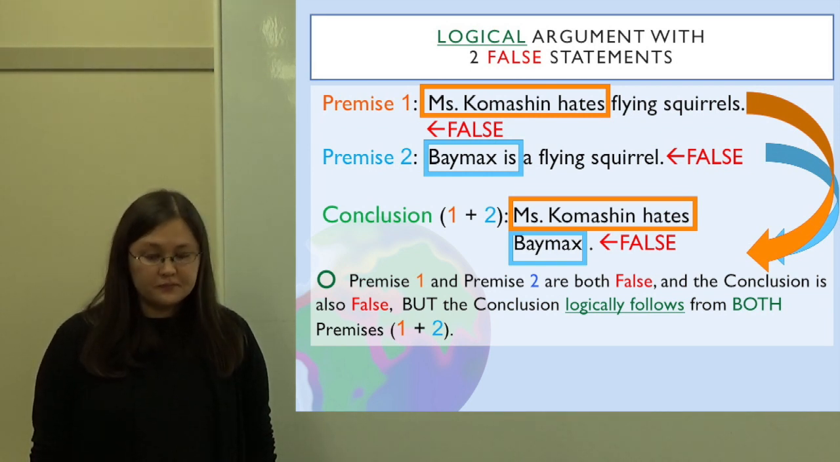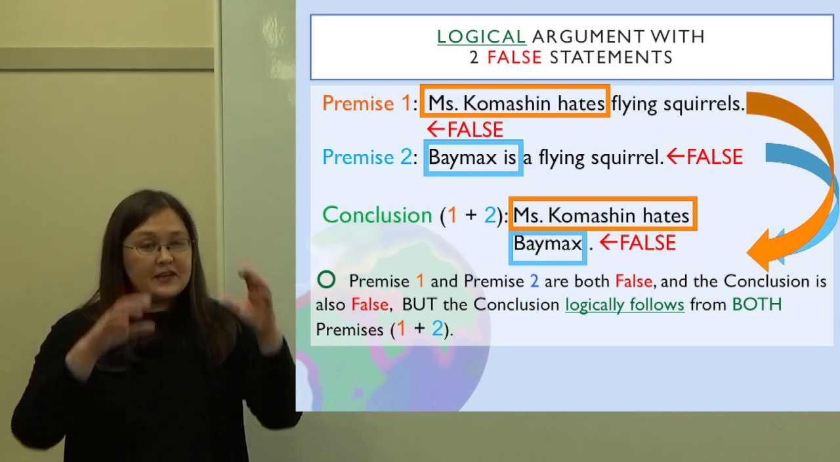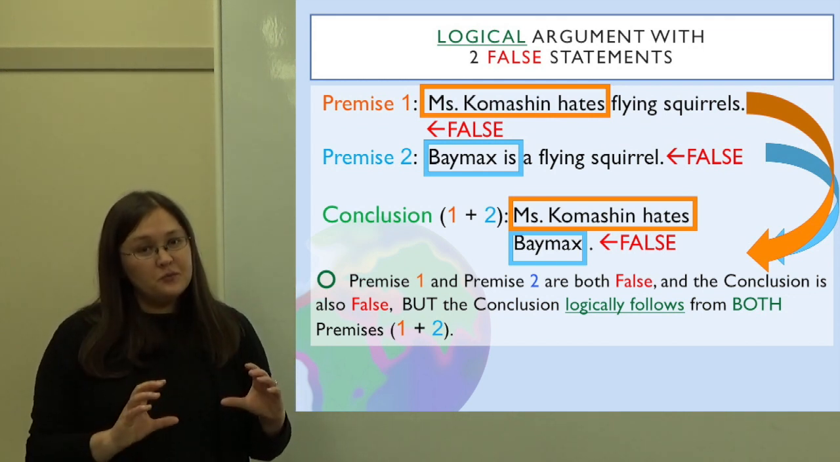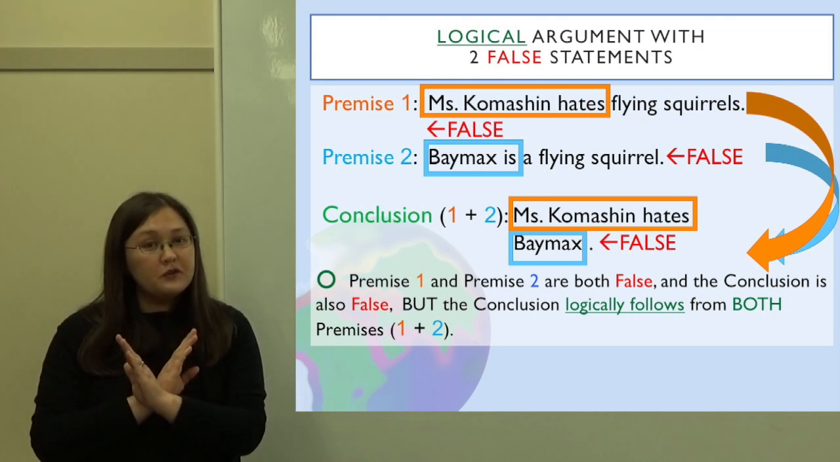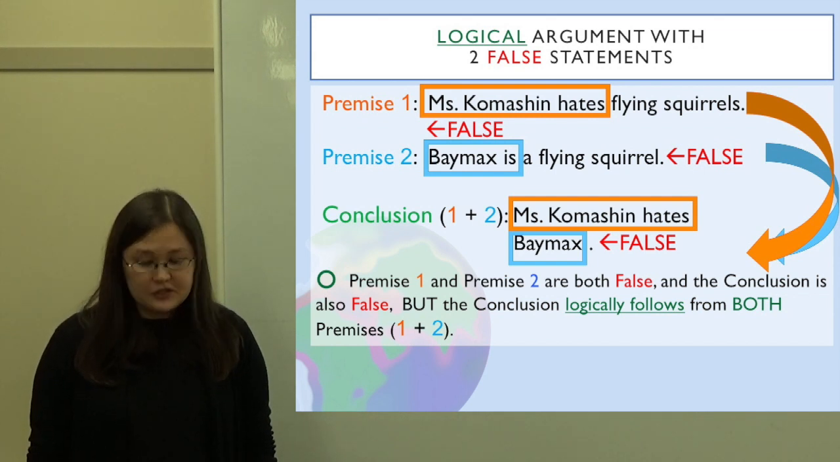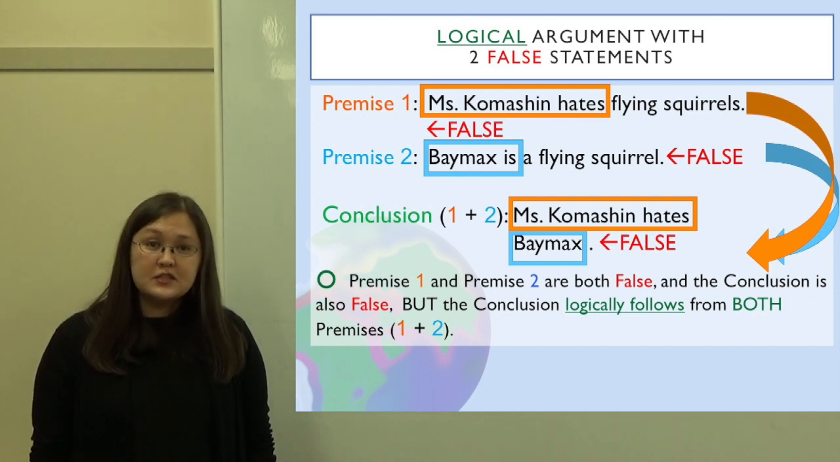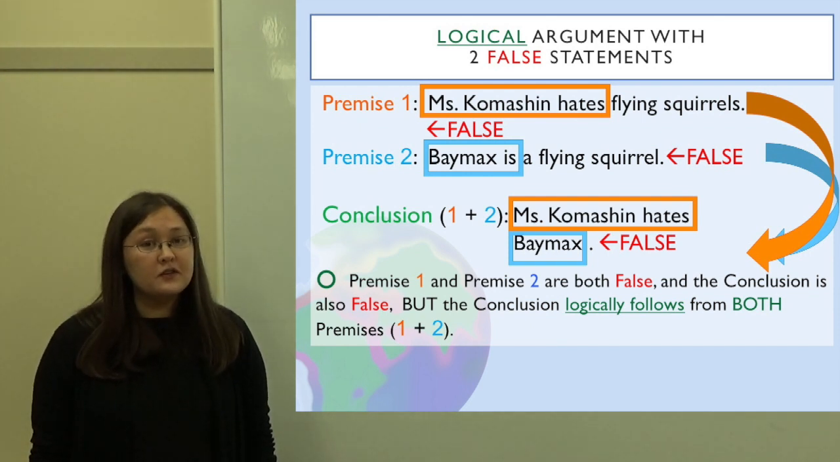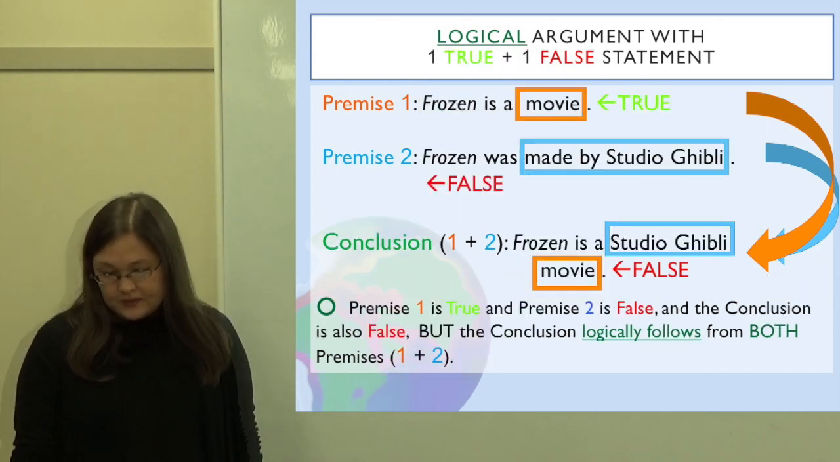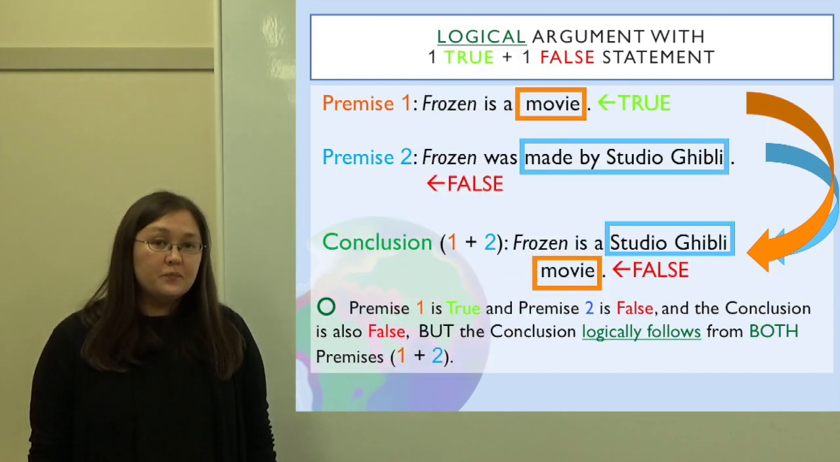This is also false. But the conclusion takes 1 and 2, puts them both into the conclusion with no new information, so it's following the rules of logic to say, Ms. Komoshin hates Baymax. Both parts of the sentences were incorrect in terms of being truthful. They were false. However, they are correct in terms of logic. They are logical. So let's look at the case of a logical argument that has 1 true statement and 1 false statement together. Then what happens to the conclusion?